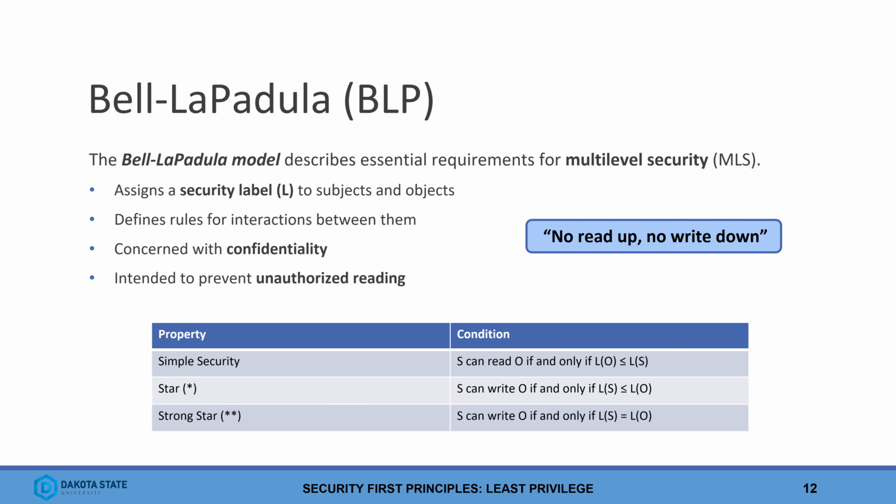The BLP model assigns a security label to subjects and objects and defines rules for interactions between them. It's really concerned with protecting confidentiality and intended to prevent unauthorized reading.